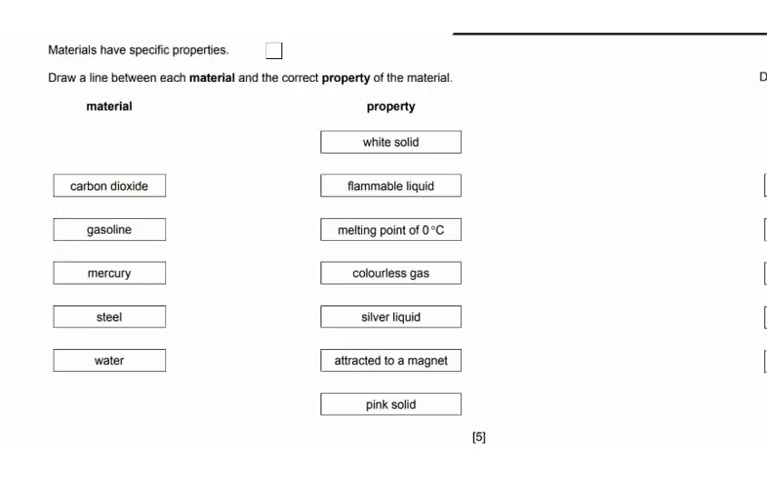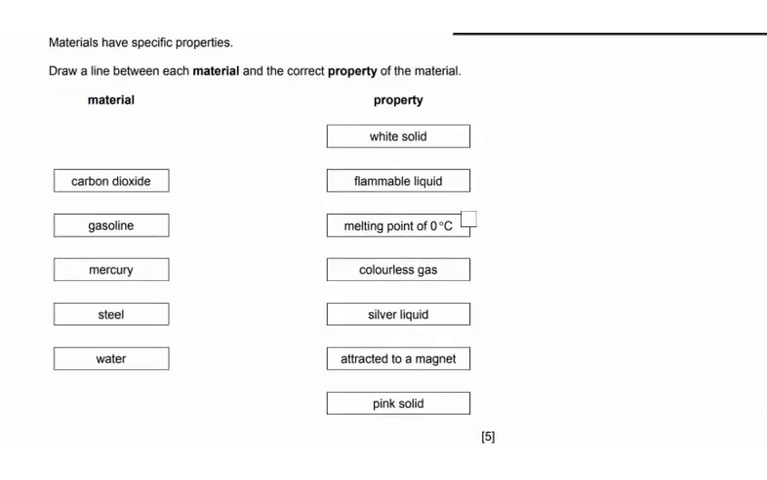Materials have specific properties. Draw a line between each material and the correct property of the material. The materials are carbon dioxide, gasoline, mercury, steel, water. The properties are white solid, flammable liquid, melting point of 0 degrees, colorless gas, silver liquid, attracted to a magnet, and pink solid. 20 seconds from now.